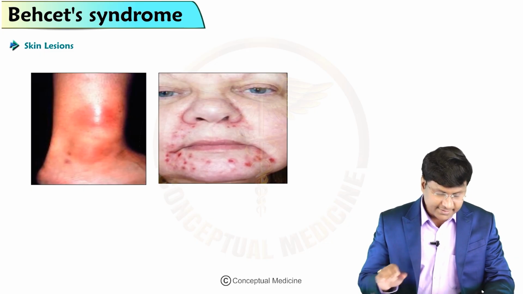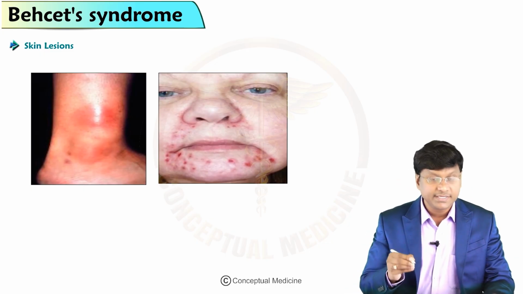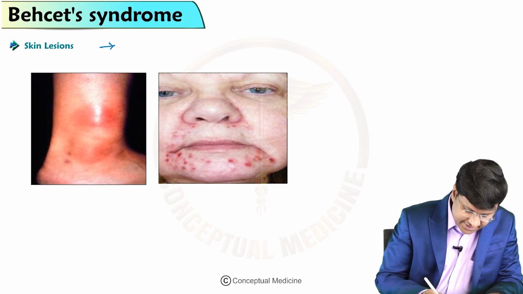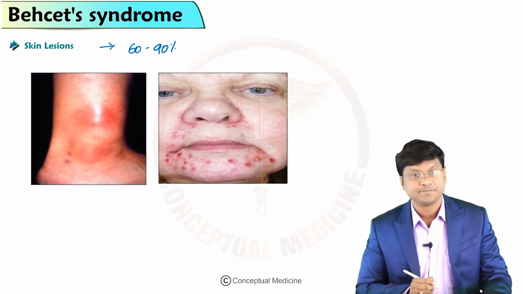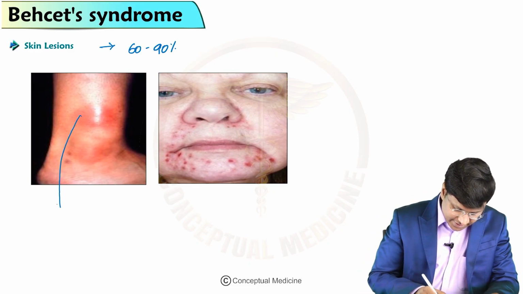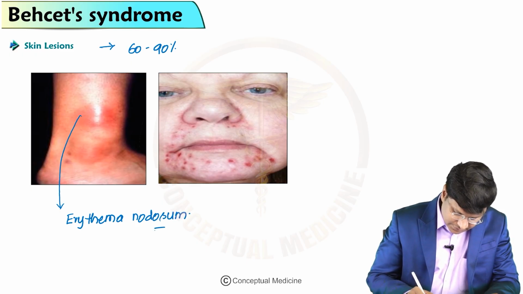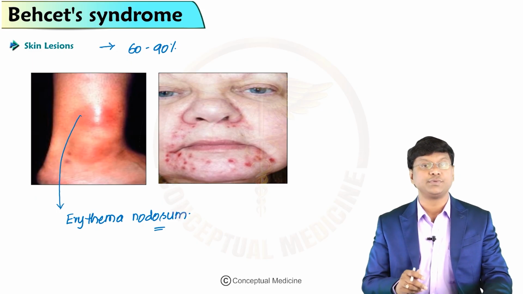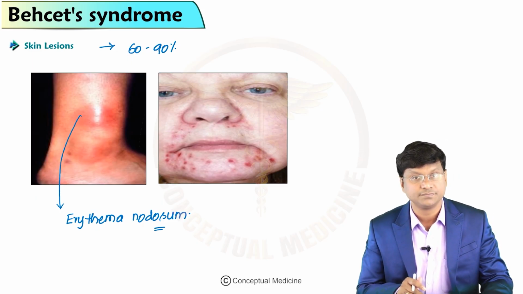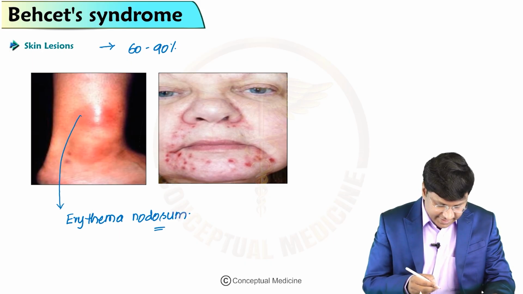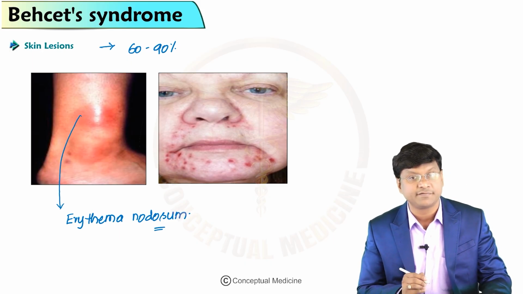Then followed by that, the skin manifestations. See, the cutaneous manifestations are seen in almost 60 to 90% of patients with Behcet's. And that cutaneous manifestation is in the form of erythema nodosum. Right, it is a cutaneous manifestation that you will observe in the lower limbs, where there is inflammation of the subcutaneous fat.